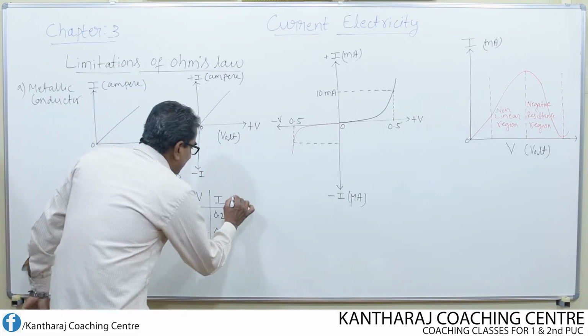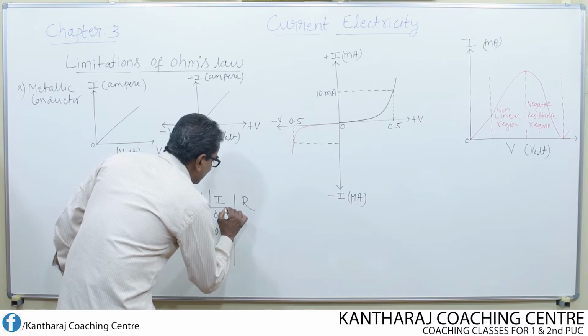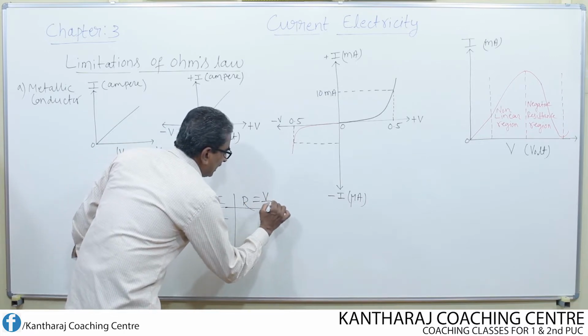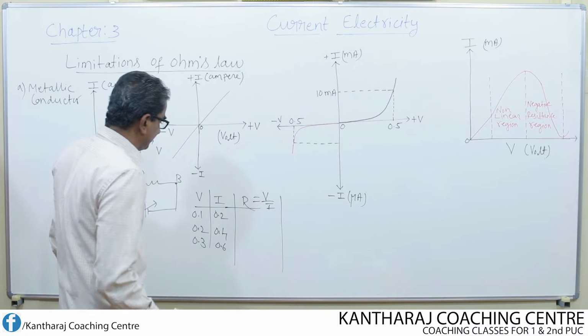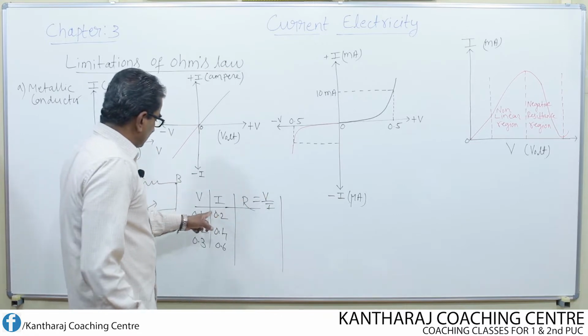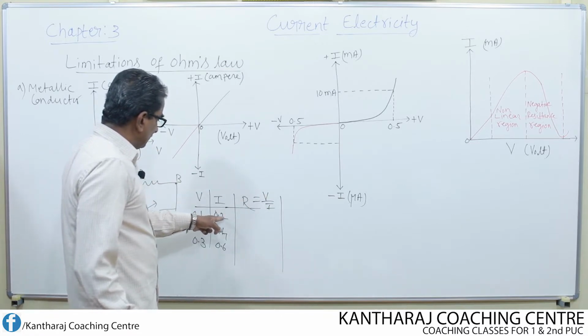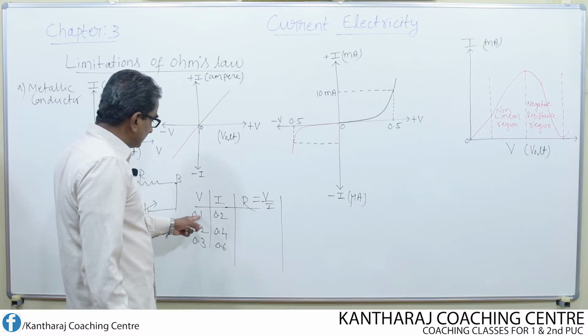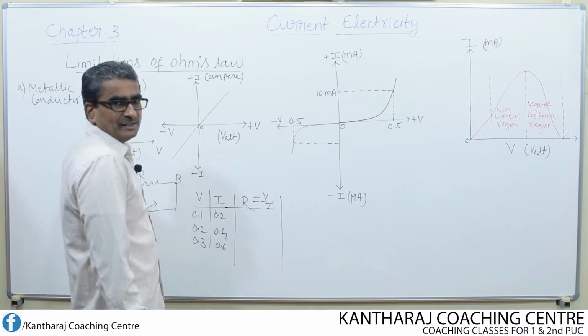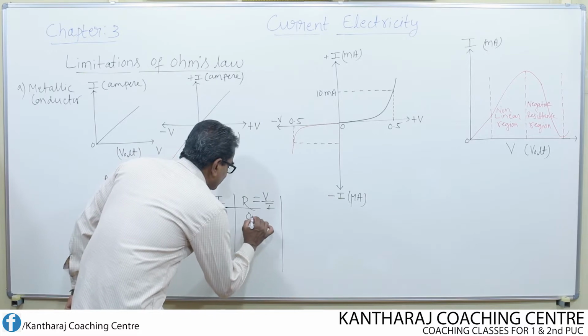Now you calculate the resistance in each case. What is R equal to? R is nothing but equal to V by I. So V, 0.1, divided by 0.2. That means it is nothing but half. Half means 0.5.